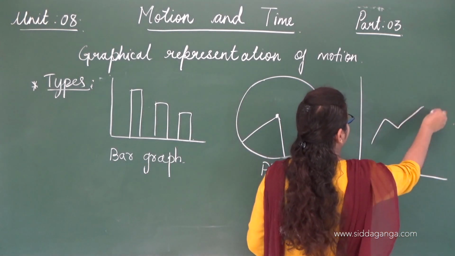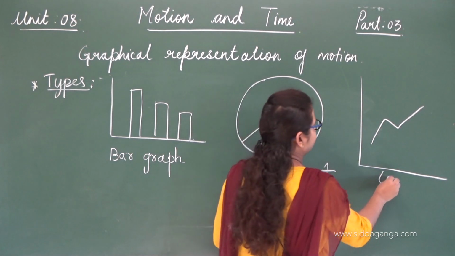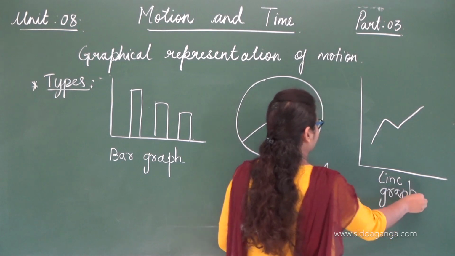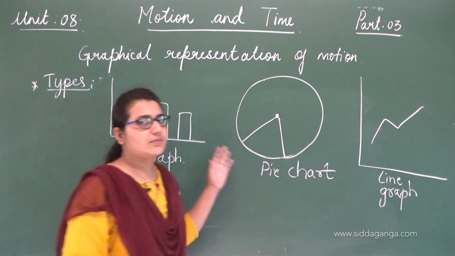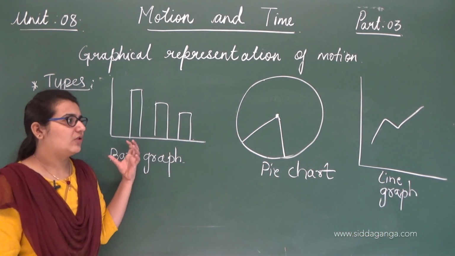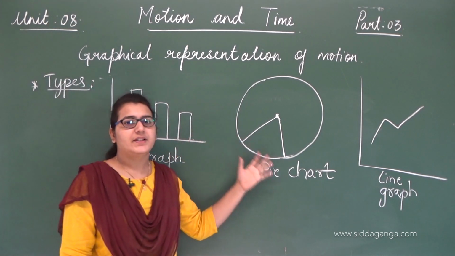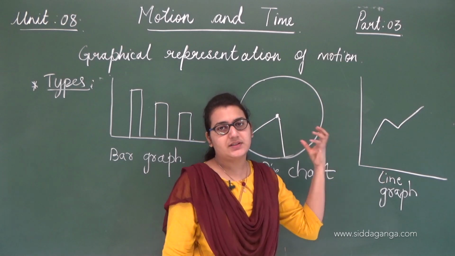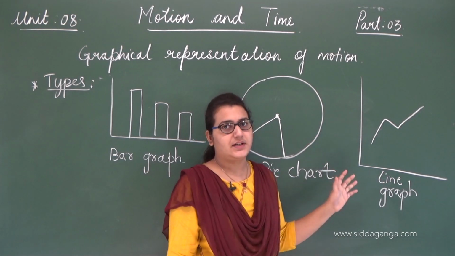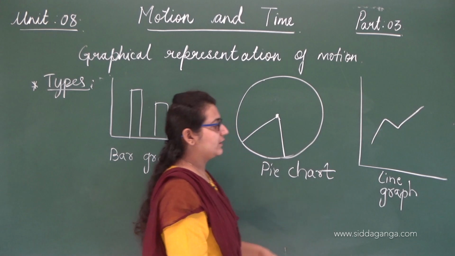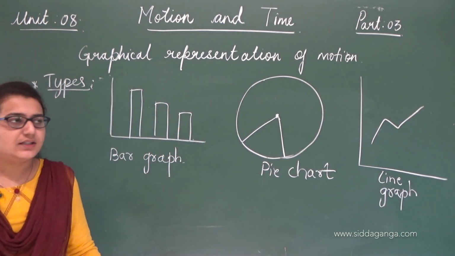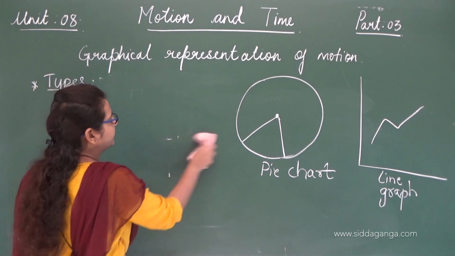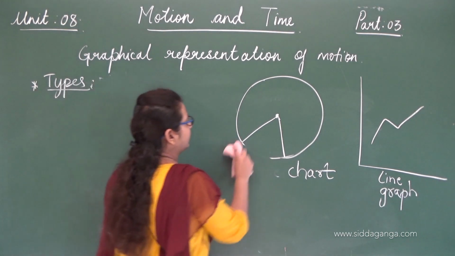And this is a line graph. So these are some of the basic types of graphs. We have a bar graph, a pie chart, and also a line graph. This line graph we have just seen in our previous car example, the distance and time. So that is a line graph. Now let us draw graphs for the same example so that you will have a clear picture of this.